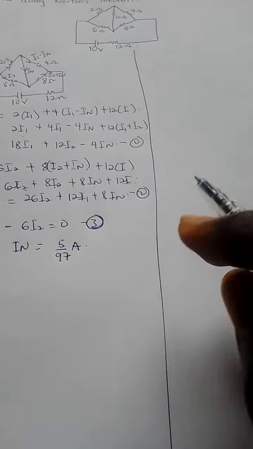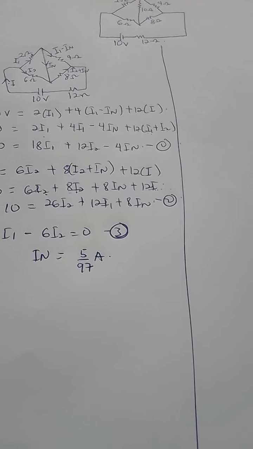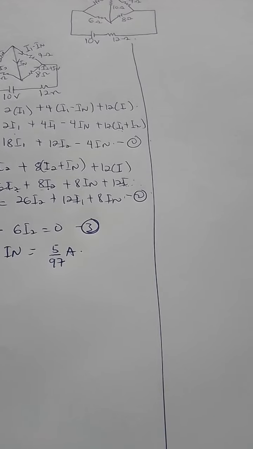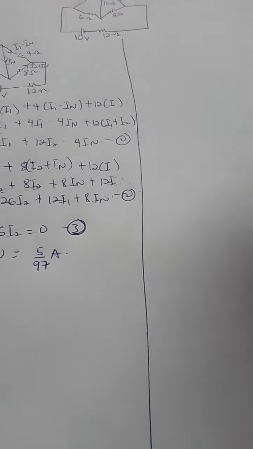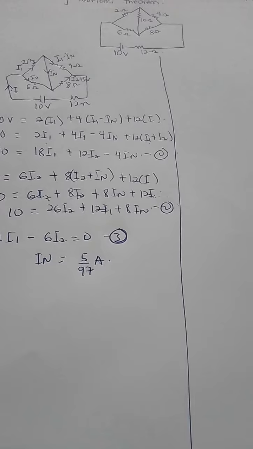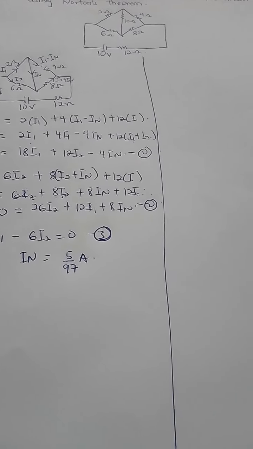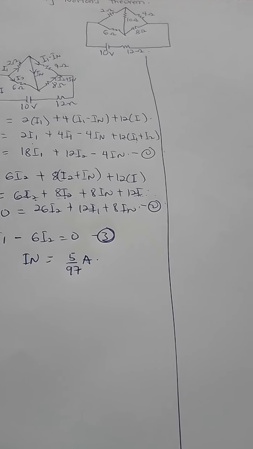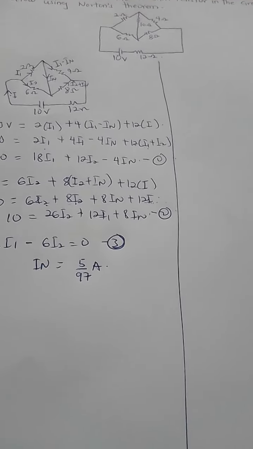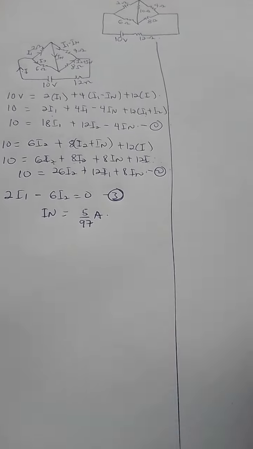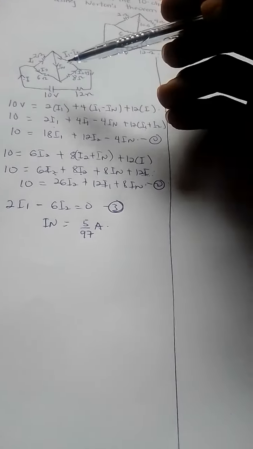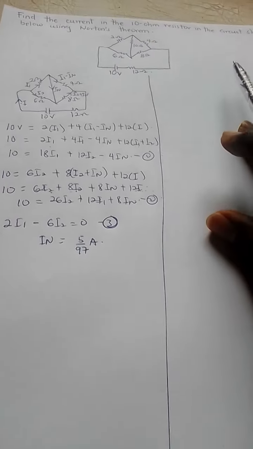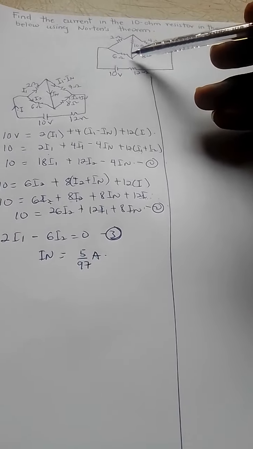So once you get this, you move straight to finding the Norton's resistance, that is the Rn. Then you move ahead to find the current through the 10 ohms. So how do you find the Norton's resistance? To find the Norton's resistance, what we are going to do is find an open circuit. So where we had the 10 ohms, we are going to open it up and put the Rn there.